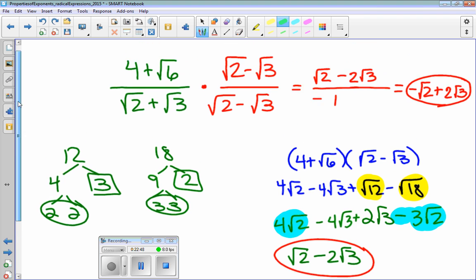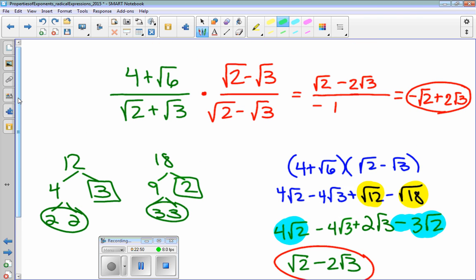That's about as tough of a conjugate problem as you would see. Okay? It's a pretty tough one, actually.